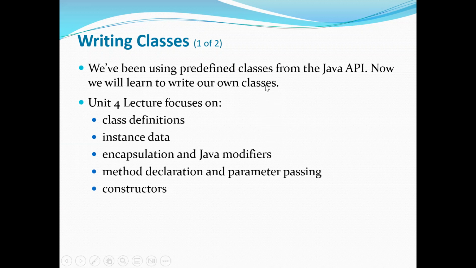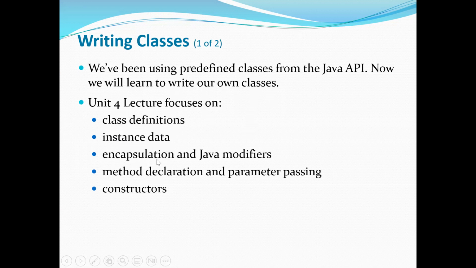So for example, if I want to find the square root of a value, I don't have to write a function again, because it's already included in the Math class, the square root method in the Math class. These are, again, predefined classes. In these lectures, which cover chapter 4 of our course textbook, we are going to learn how to define a class, or class definitions, what is instance data, and also encapsulation, which is very important with object-oriented programming.